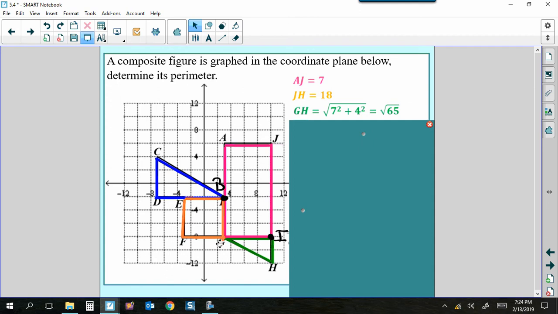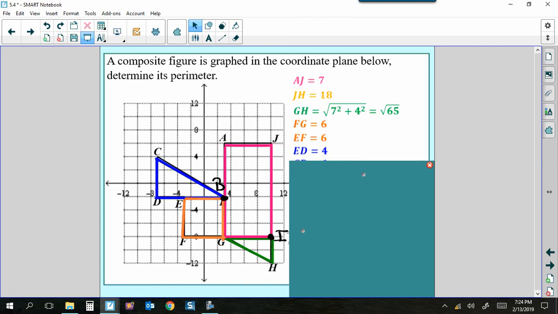Then we're at G to F. So G to F is 6. That was the base of our square. Then the height of our square was also 6. So F to E was 6. Now for the first time we actually have to count this little piece. This was not part of a shape. D to E. We're halfway, so here's 1. And then 2 more is 3. And then 1 more. So we know that D to E is actually 4. Then we have the height of our triangle, so we have 2, 4, 6.